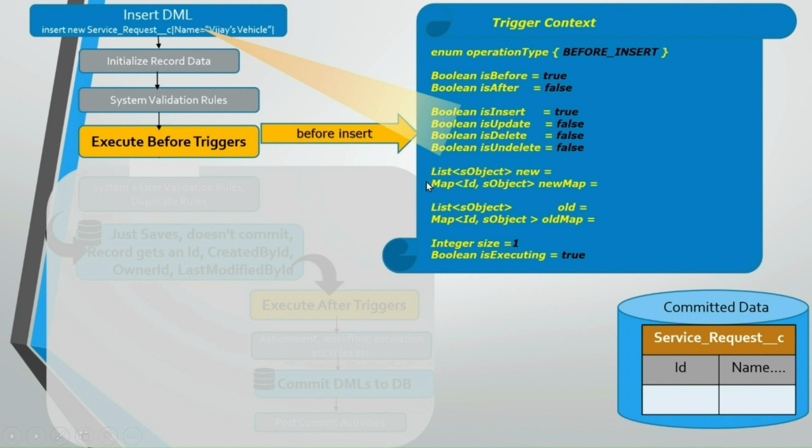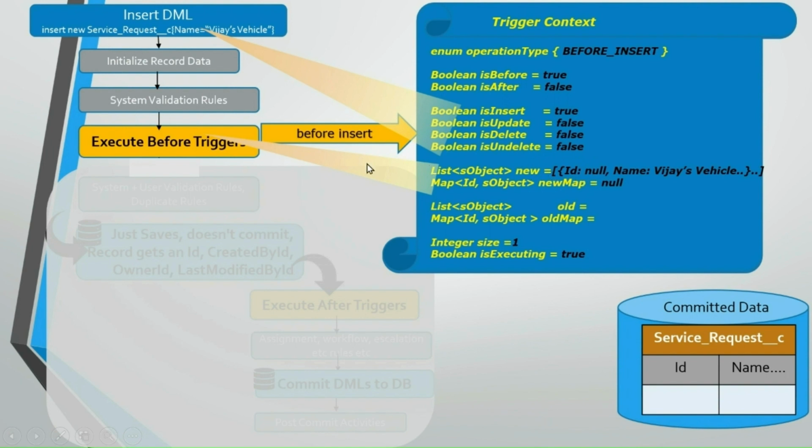The next section is about the new values in the list format and the new map format. To give the new values in the list format and new map format, Salesforce looks at the inputted data. Here we have given the input with the name Vijay's vehicle. This will be populated into new and newMap. The values in new and newMap are going to be like this. Here the ID of the record is still null because it has not reached the record save step yet. Since it does not have an ID yet, Salesforce cannot give us the map format.